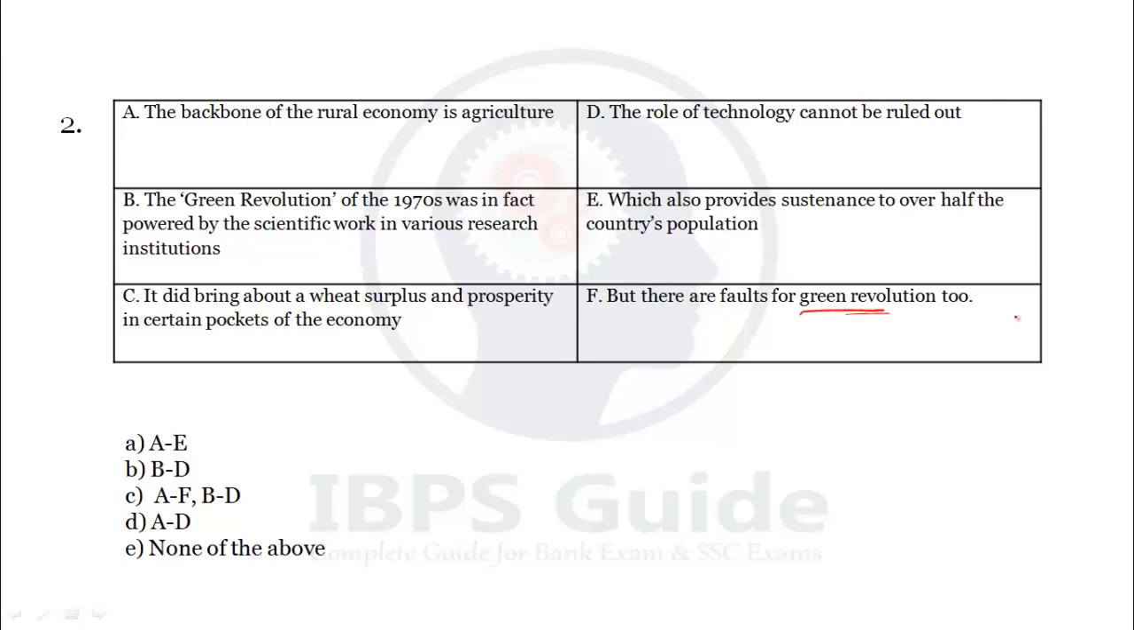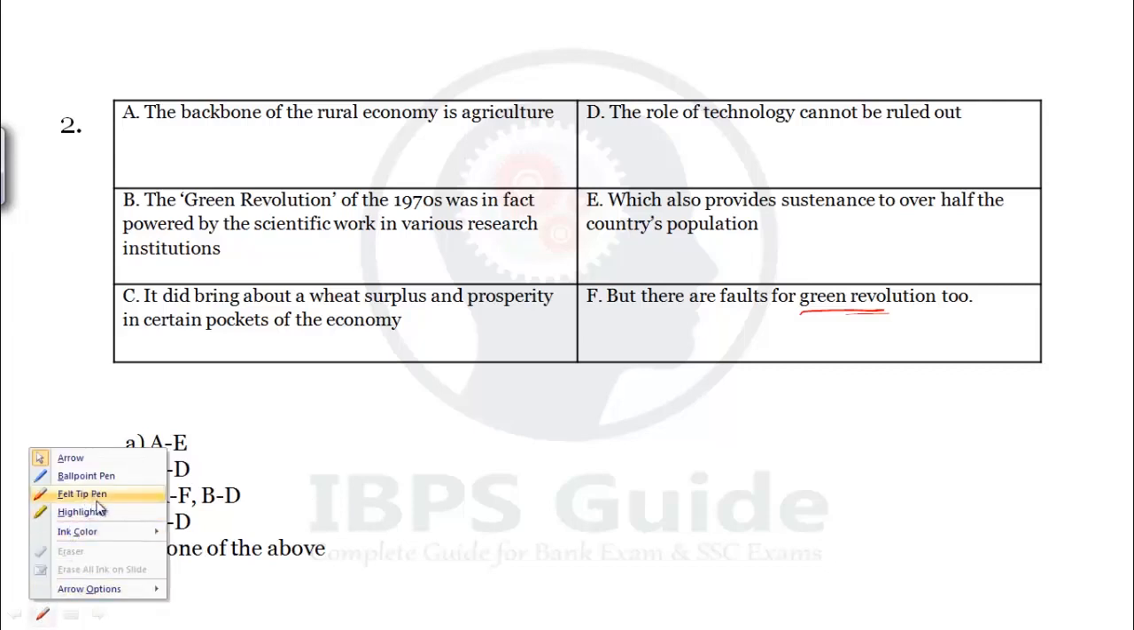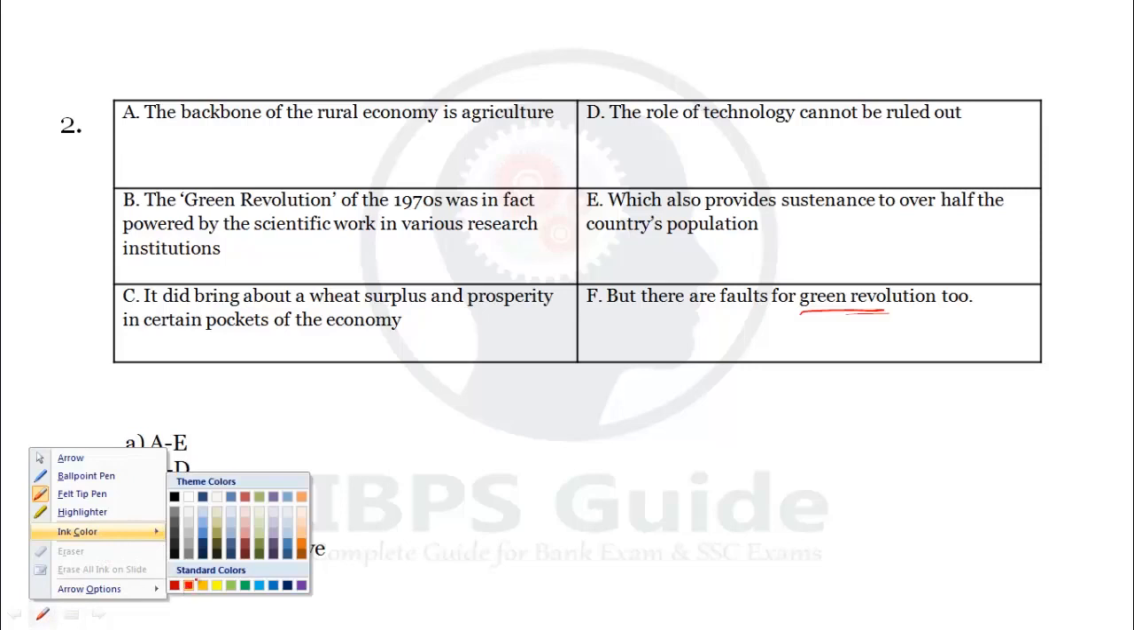For BF we do not have any options. The Green Revolution of the 1970s was in fact powered by scientific work in various research institutions, but there are faults of Green Revolution too. Maybe correct, but we do not have any options. BF, there is no option, so BF will not be our answer. We have to choose another option, A and E. You have to decide whether A and E is the correct option or not.